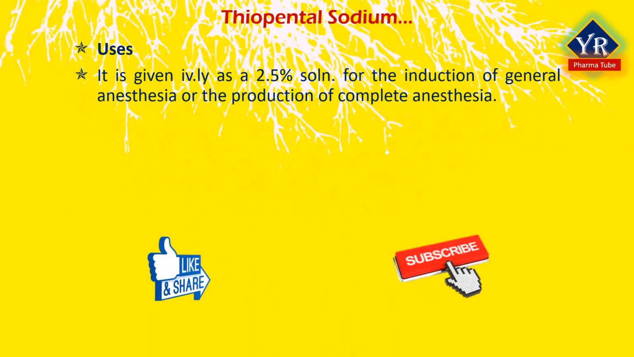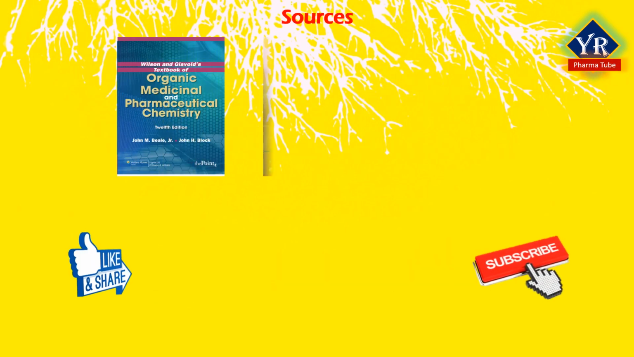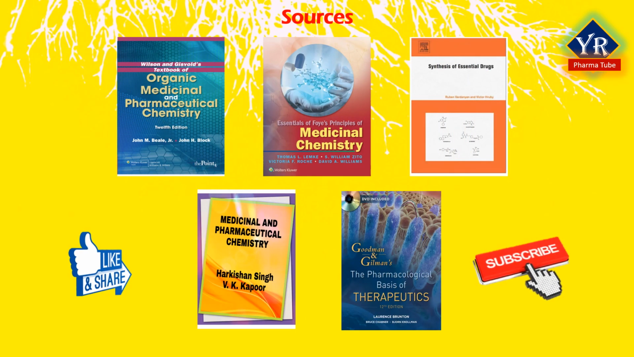Thiopental is given intravenously as a 2.5% solution for the induction of general anesthesia or the production of complete anesthesia. It is also used for hypnosis. It is also being used for the control of convulsions. This is the list of references followed for the lesson.